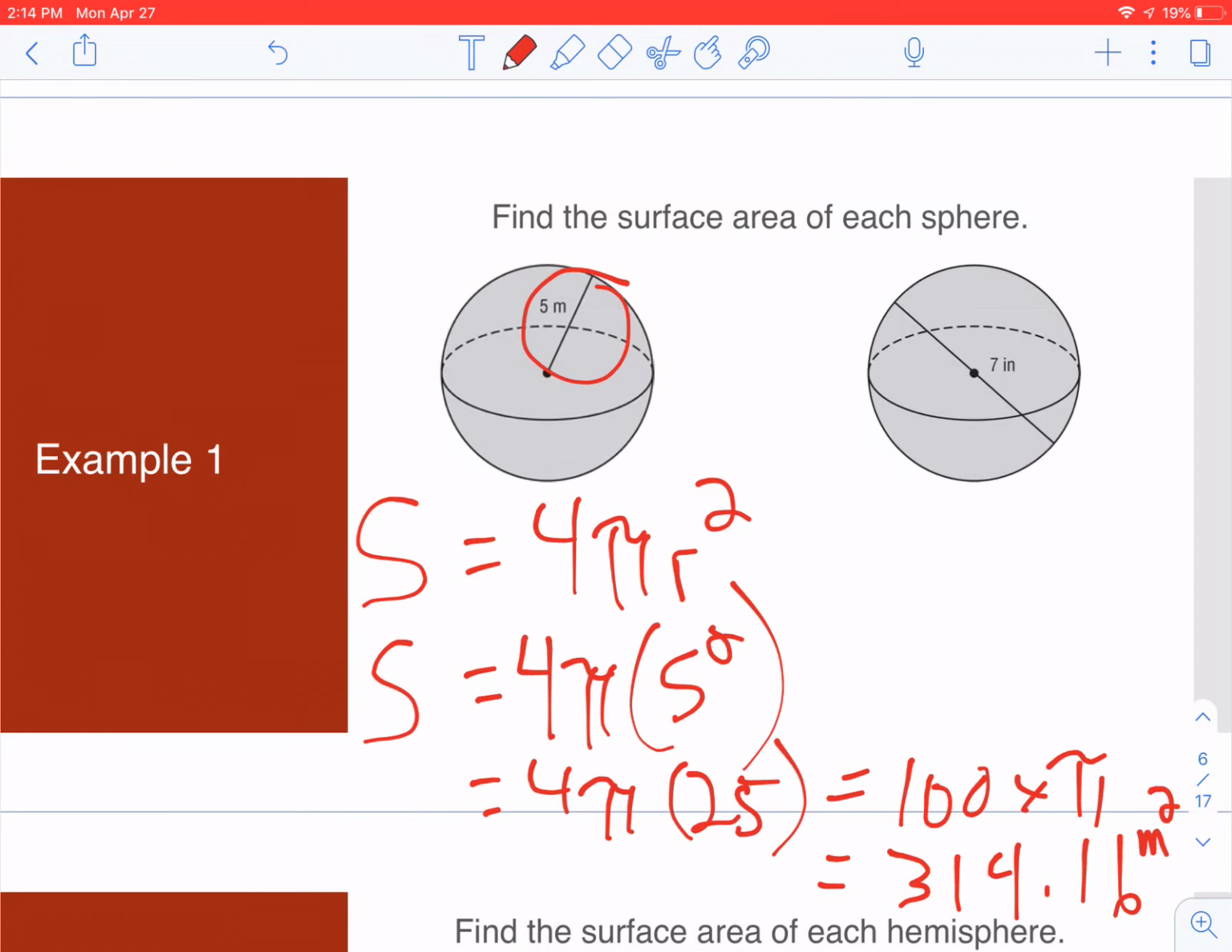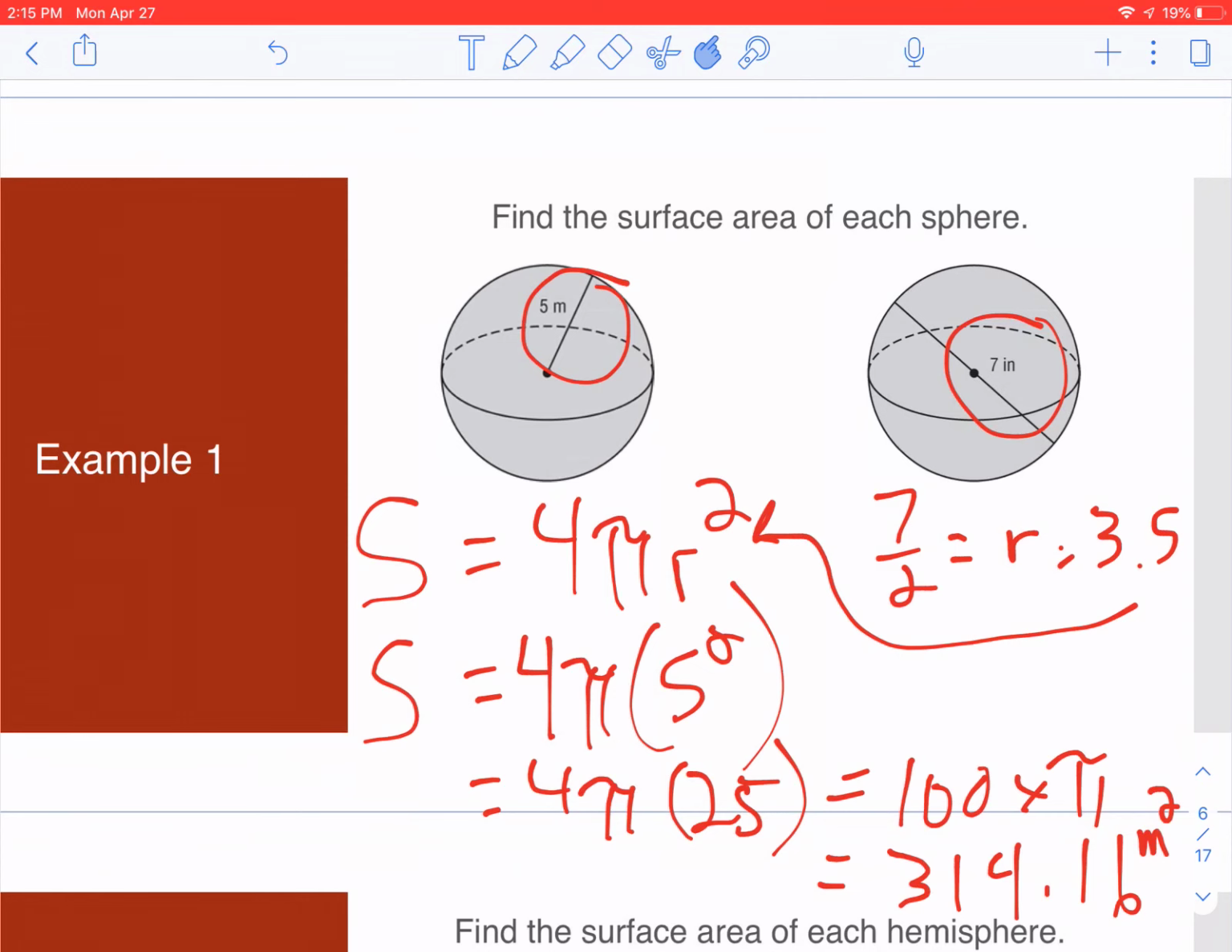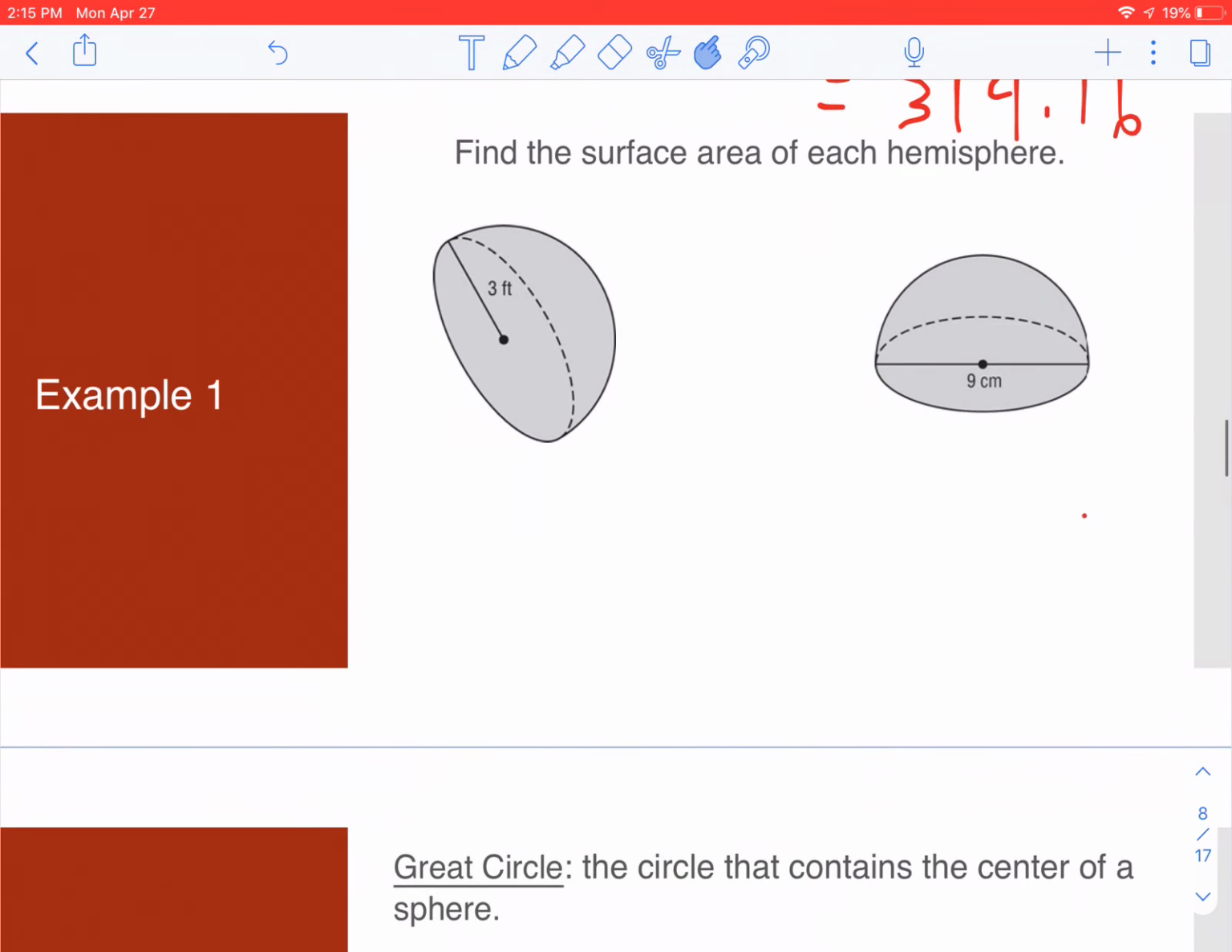Okay, when I come over here, I look at my 7. That's my diameter. So I take 7 over 2, which will equal the radius, which is 3.5. And then I take that 3.5 and plug it in for the radius. So pretty simple there.